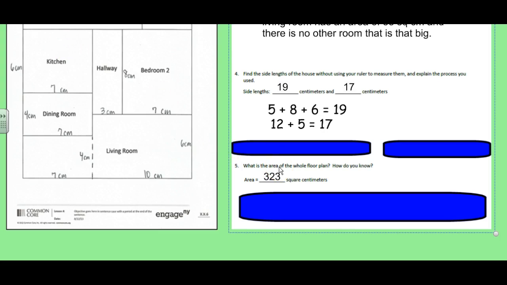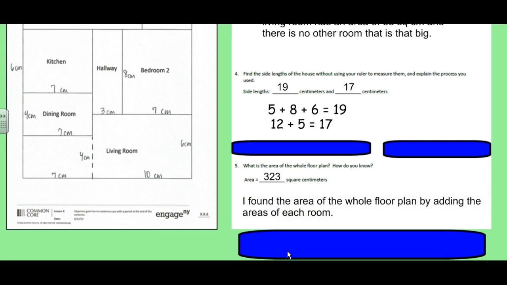Okay, so the area of the entire floor plan is 323 square centimeters. And the last part, you have to tell me how did you know that? So how did you come up with 323 square centimeters as the area of the entire floor plan? You can either tell me in a sentence how you figured it out, or you can use an equation just like we did here to tell me what numbers did you add together to help you find the area of the entire floor plan.